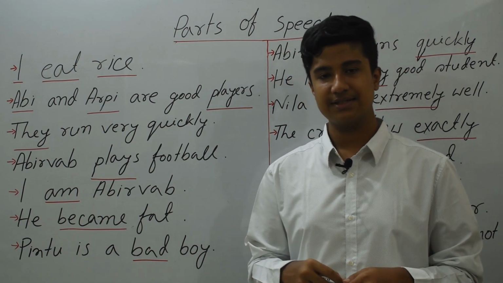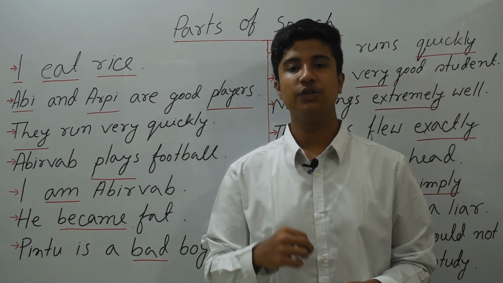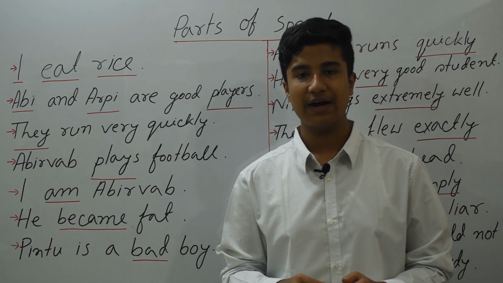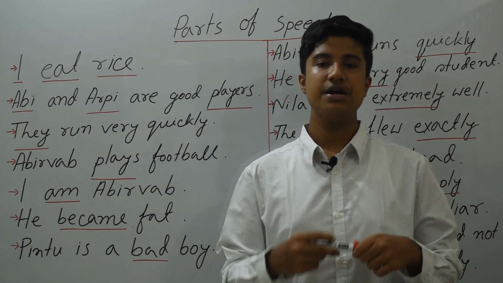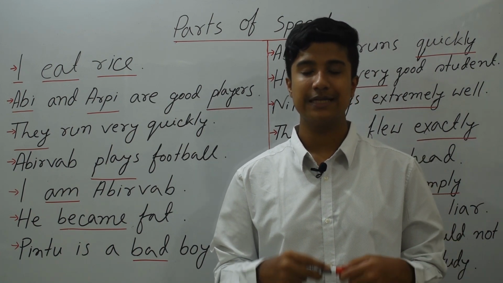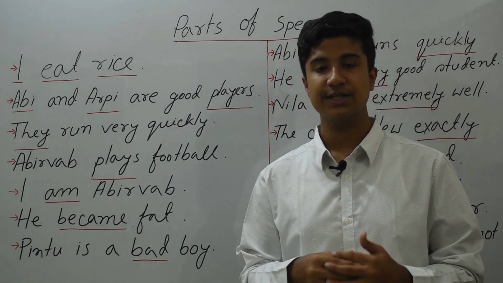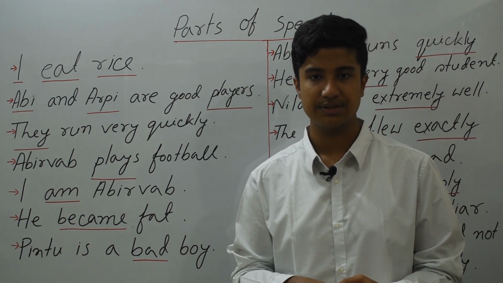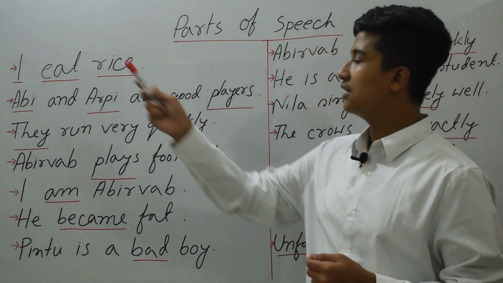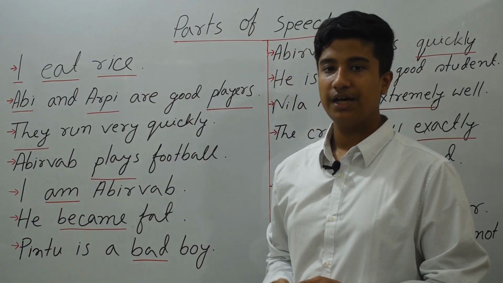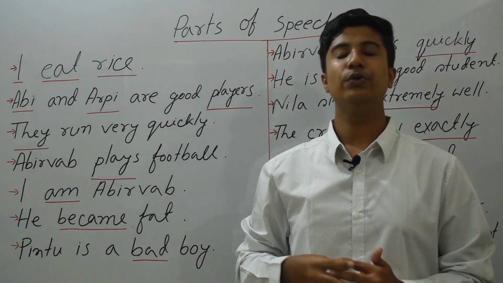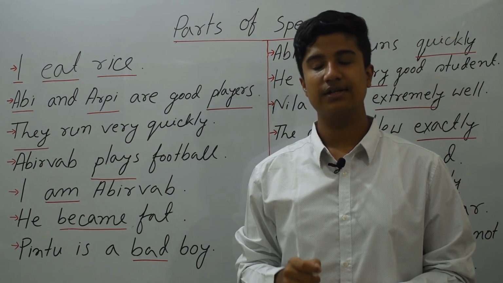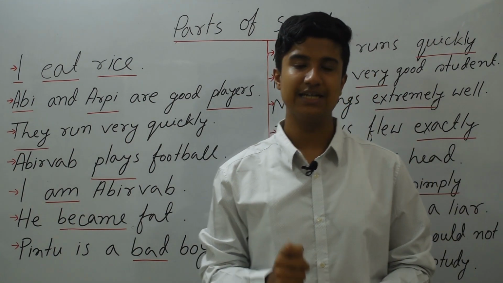One interesting fact is that depending on their usage, the words of this universe can be divided into 8 groups only. These 8 groups are nouns, pronouns, verbs, adjectives, adverbs, prepositions, conjunctions, and interjections. For example, I eat rice. Here, I, eat, and rice are all parts of speech. We cannot name a single word that does not fall into any of these 8 groups.